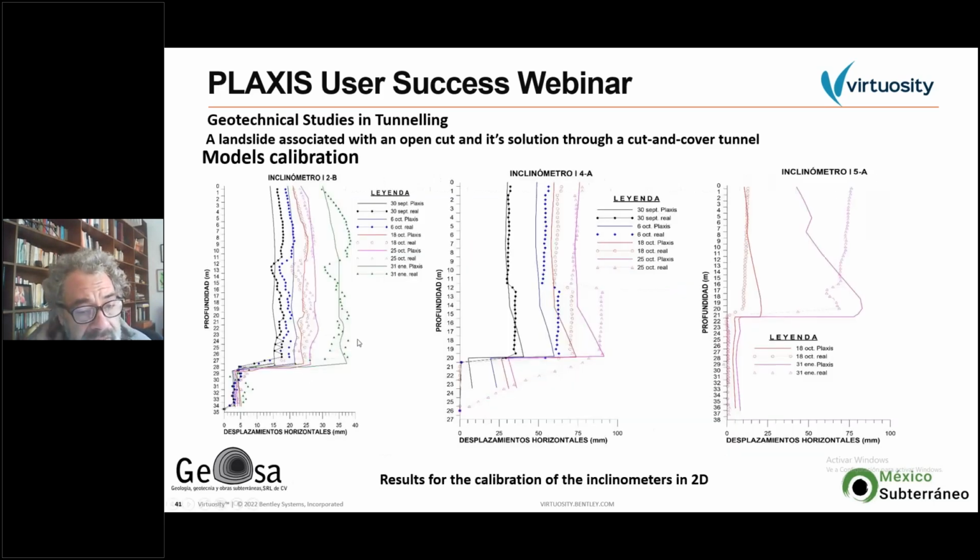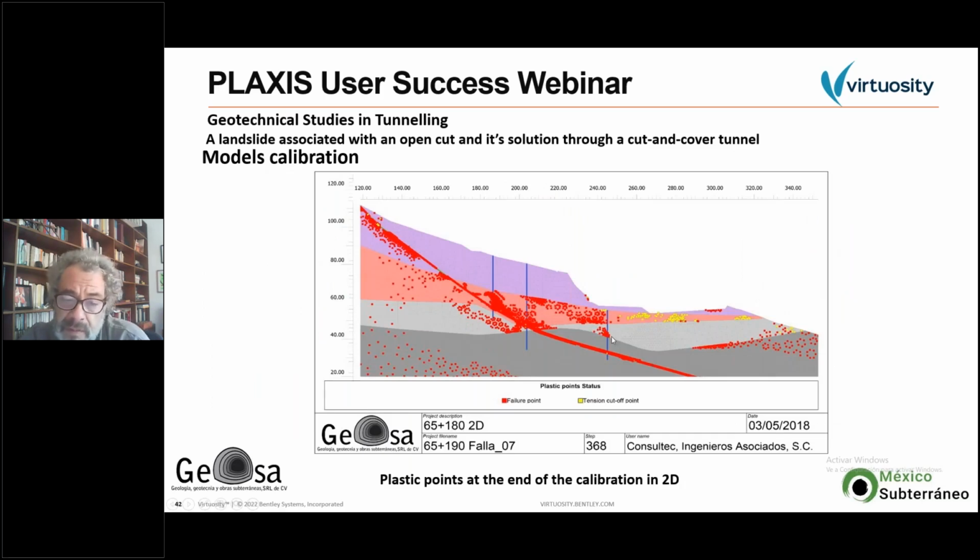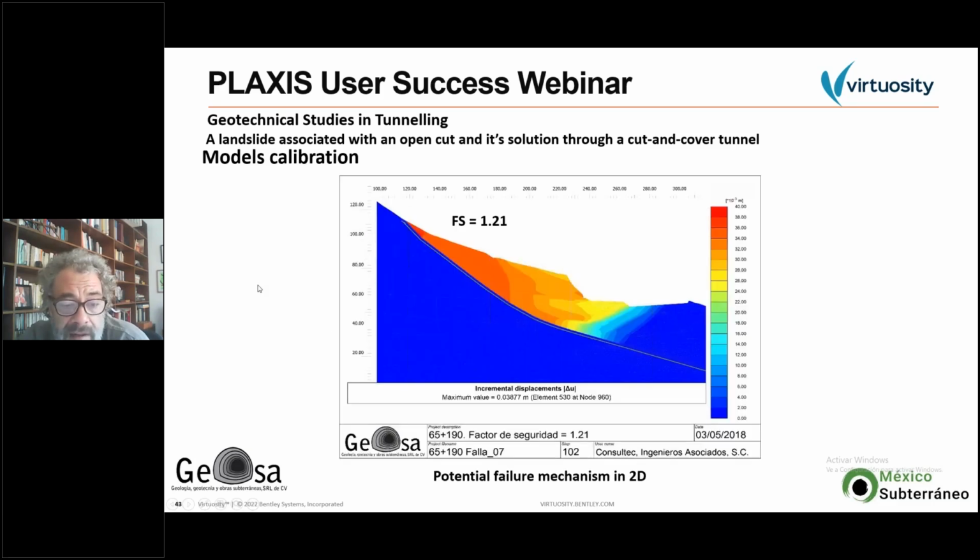So we got these results afterwards of the calibration, where you can see the point graphics correspond to the inclinometer real results, real data, and the continuous lines are the results of the calibration with the 2-dimensional model with PLAXIS. So up to this point, here's some of the plastic points, and then up to this point, after also we made some cases, we studied some cases of stability.